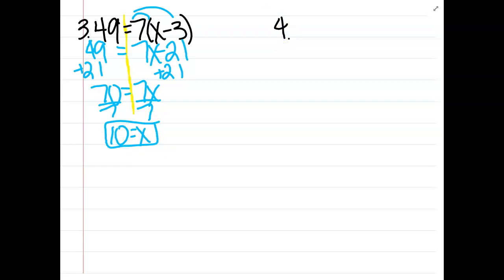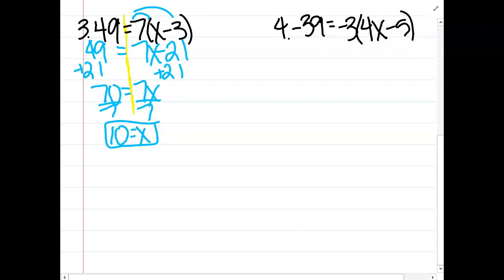Okay, number 4. If I have negative 39 equals negative 3 times 4x minus 5. So similar problem here, maybe one step harder. What's the first thing I should do? Distribute. Now, be careful here. What am I distributing? A negative 3. A negative 3, okay?